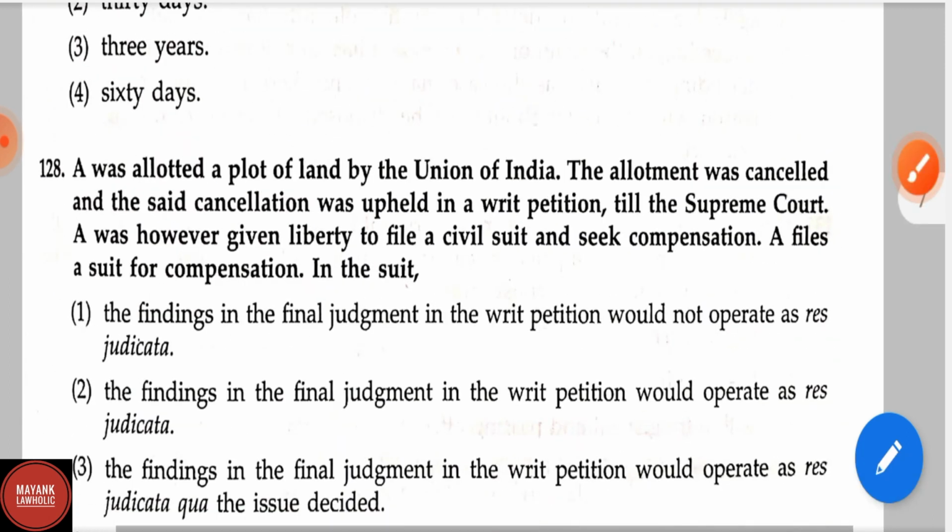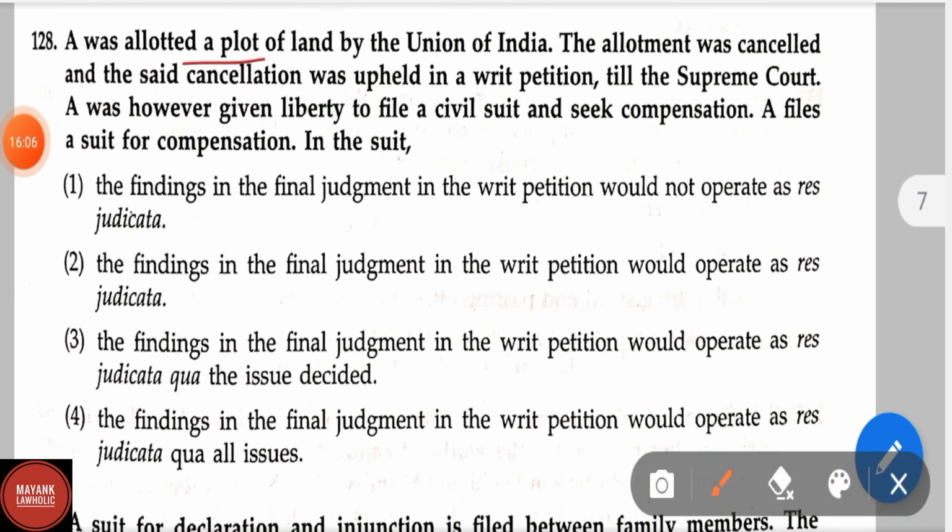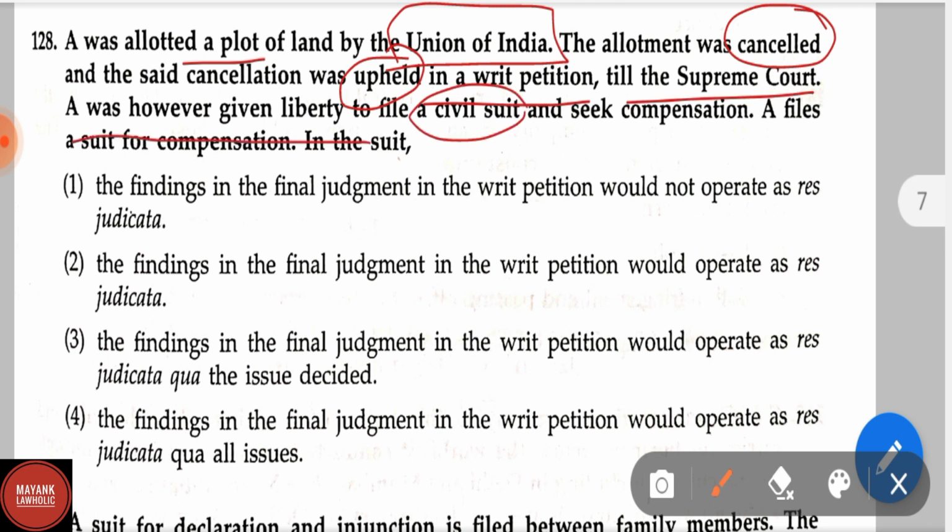Now let us see question number 128. A was allotted a plot of land by the Union of India. The allotment was cancelled and the said cancellation was upheld in a writ petition up to the Supreme Court. A was, however, given liberty to file a civil suit and seek compensation. A files a suit for the compensation.